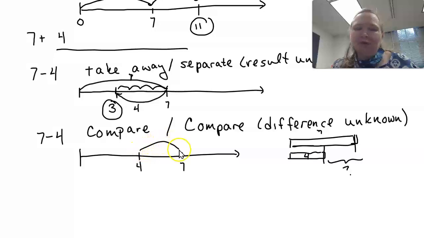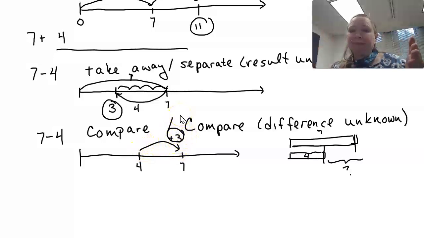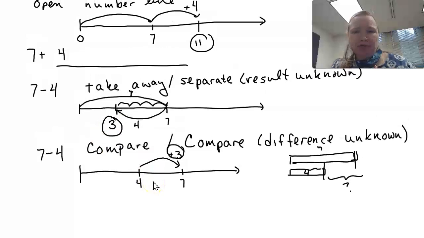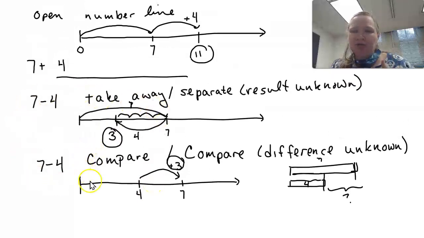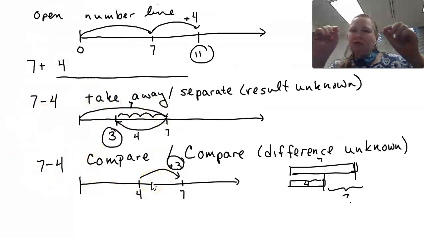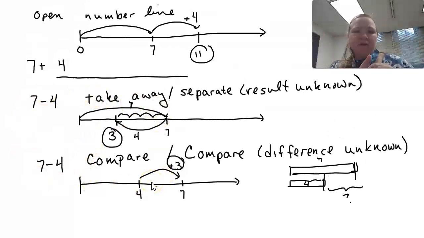And so in this case, the answer is the amount of the jump. So when I'm doing a compare interpretation of subtraction, my amount of the jump is the solution on my number line. So that turns out to be a really useful way to think about subtraction sometimes.